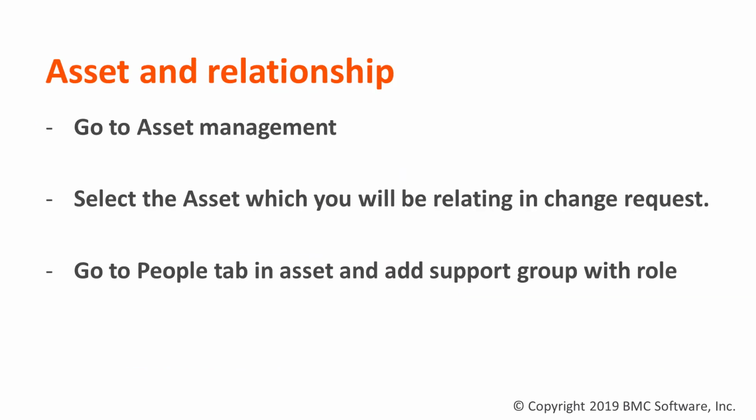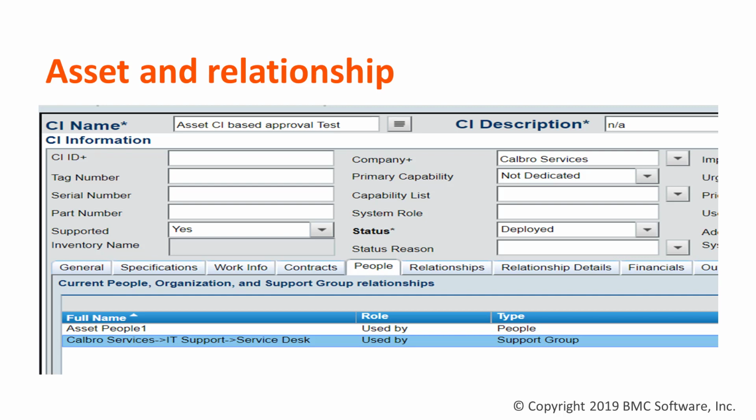Then you go to the Asset Management Console, select the asset which you want to relate in the change request, go to the People tab and add the people relationship type with the people and with the role. In this case, I'm using Asset People 1 as a user and added as a used by relationship in the asset CI based approval test. This is only the configuration. I'll show you how this works.